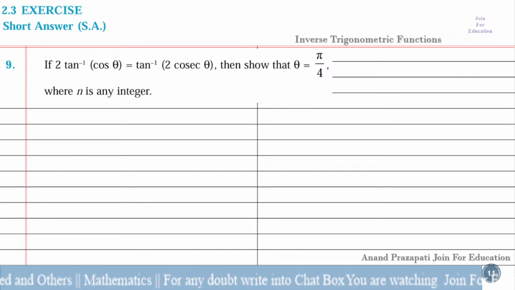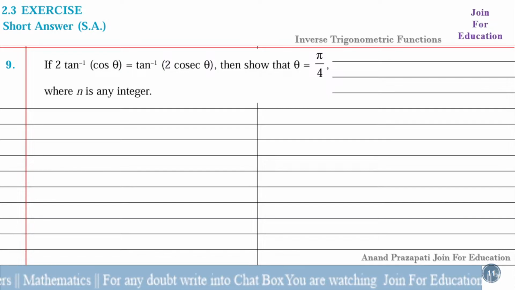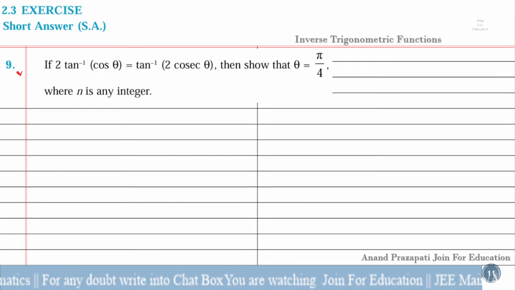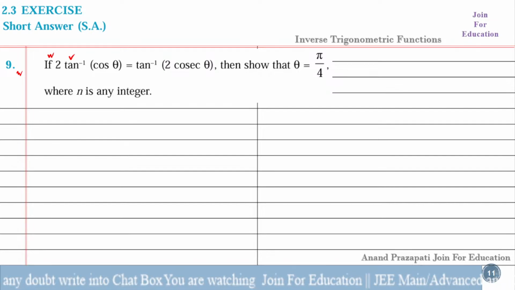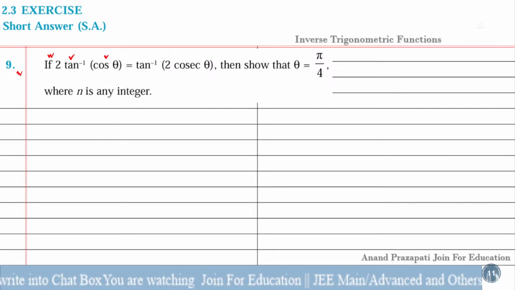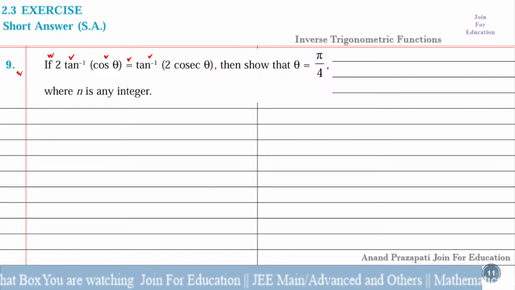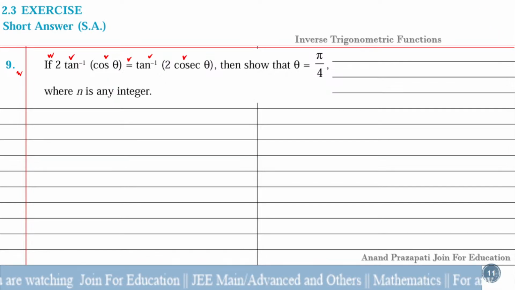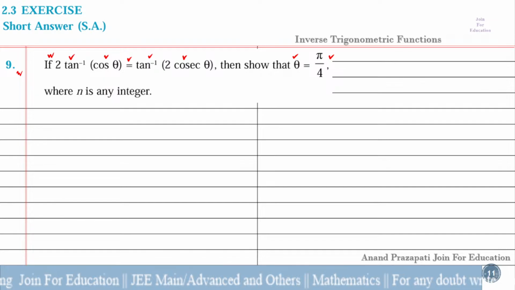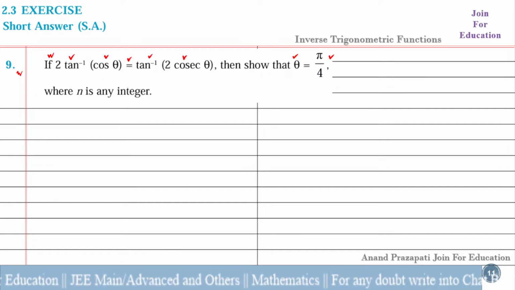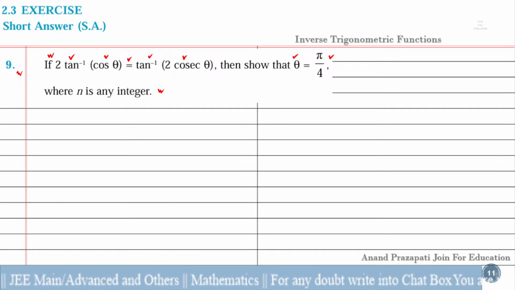So let's see the question number 9. In question number 9, ask us if 2 tan inverse cos theta equal to tan inverse 2 cosec theta, then show that theta equal to n pi plus pi by 4, where n is any integer. So let's see the solution of this one.